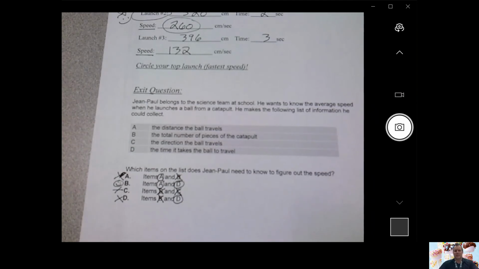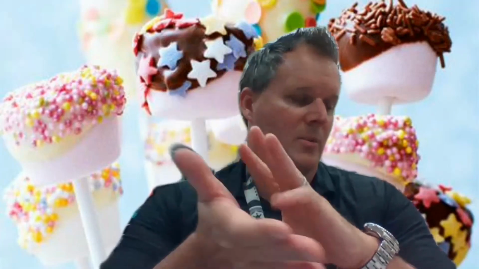Excellent. That was a lot of fun, wasn't it? I always have fun with science and math, and big marshmallows covered in chocolate. I have fun with that too. So I hope you enjoyed catapults, and I hope you understand a little bit more about speed and how to calculate it, especially the vocabulary words. Make sure you can identify the different vocabulary words with the concepts. So speed, acceleration, velocity, position, motion, all those different words you need to associate with these concepts.